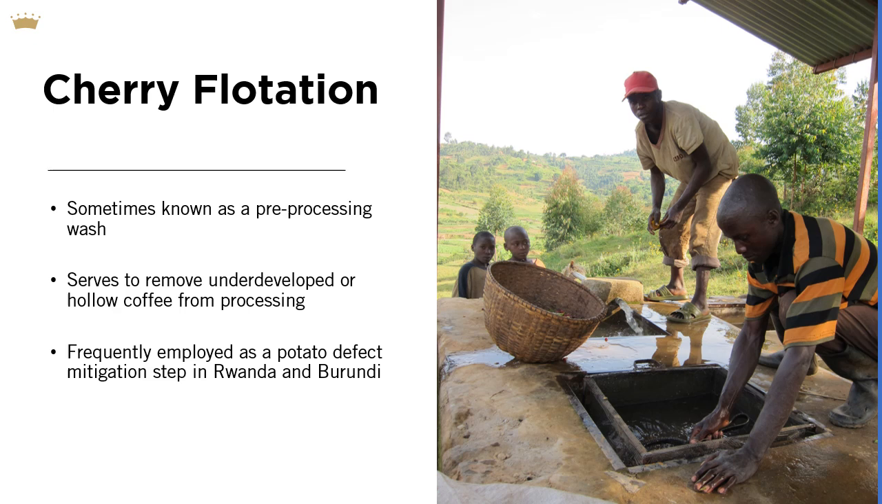This is a really effective method of sorting out the most egregiously low density or damaged coffees before pulping. That way, at the processing, all the coffees of similar densities would be processed together as opposed to having to sort them out separately later. This is frequently employed as a potato defect mitigation step in Rwanda and Burundi. It's often easy to identify those insect-damaged coffee cherries by floating them first. It's one more step that a conscientious producer can use to increase the quality of their coffee.